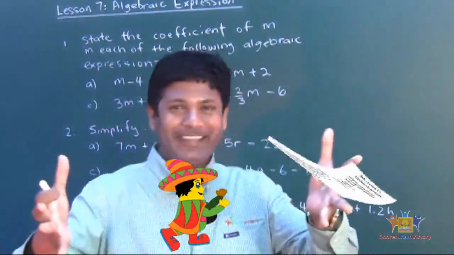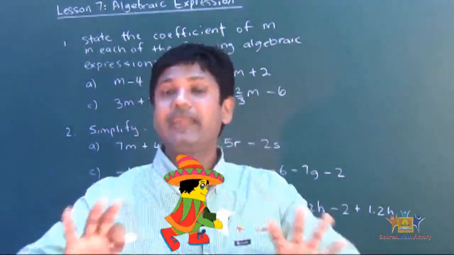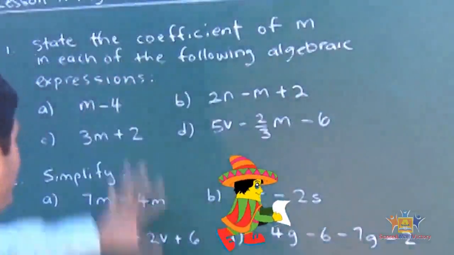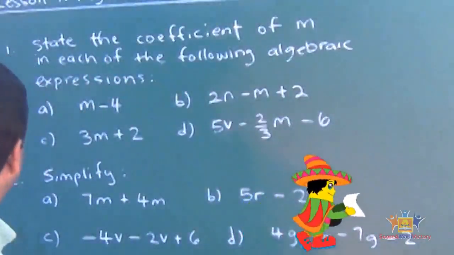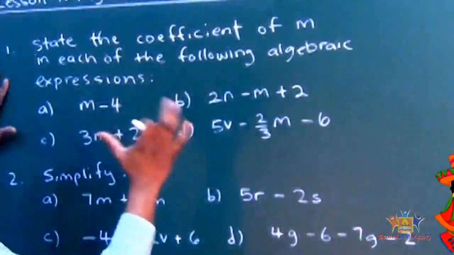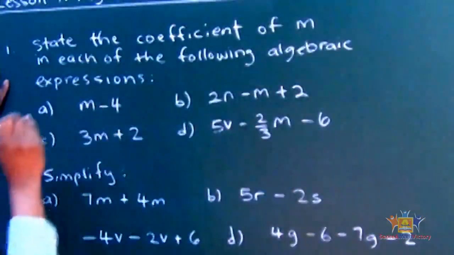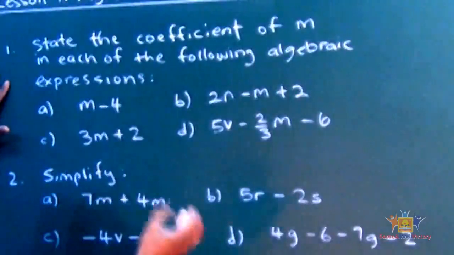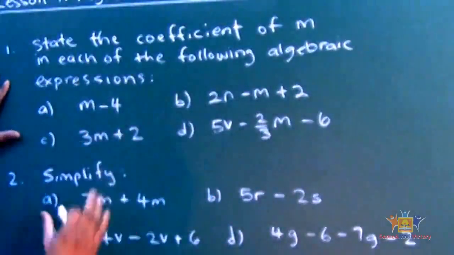Good. How was it? Pretty easy, isn't it? Straightforward, okay? So let's do it together. I already got it listed out on the board. The first question says, state the coefficient of the unknown m, specifically for the unknown m in each of the following algebraic expressions.